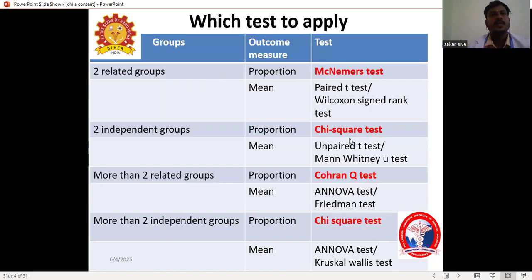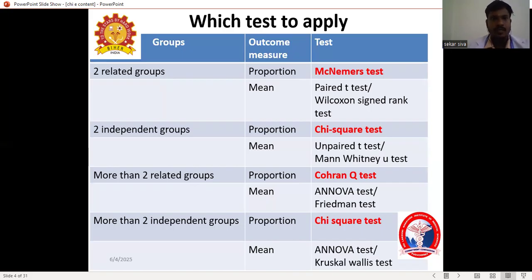For example, if you want to know is there any association between smoking and coronary heart disease, they are independent, but the outcome variable is proportion. We can use a chi-square test. If it is a continuous variable like mean variable, we can use unpaired t-test.